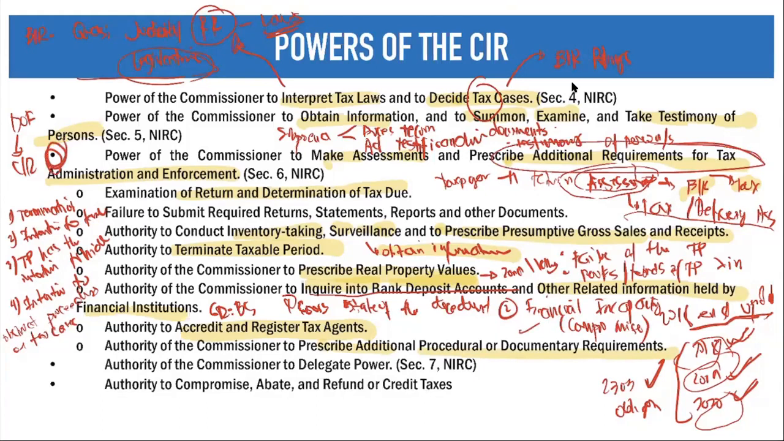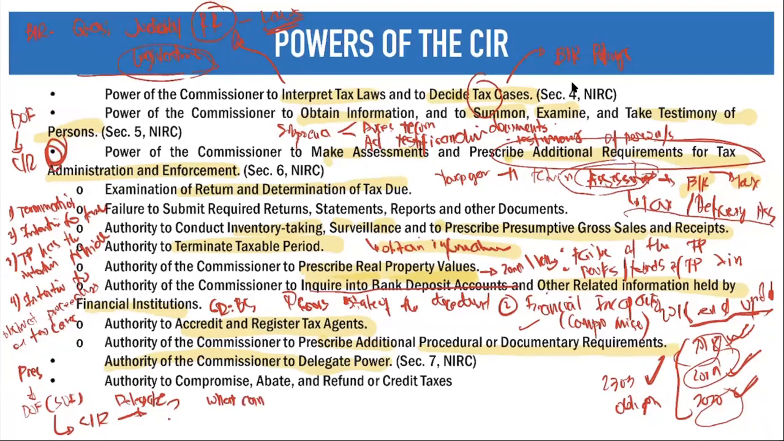Next, the authority of the Commissioner to delegate power. Okay. So the CIR therefore can delegate power. So madadagdagan yung hierarchy natin. From the President, meron na tayong Department of Finance or the Secretary of Finance, and then we have your CIR. The CIR can also delegate power. What powers can be delegated by the CIR? That's the question. Can all the powers be delegated? What cannot be delegated and what can be delegated? So the first is what cannot be delegated.